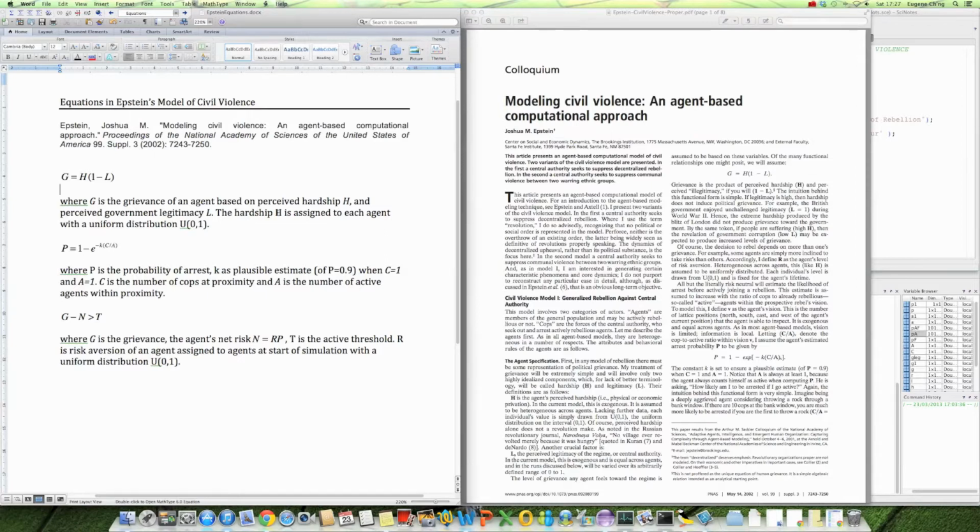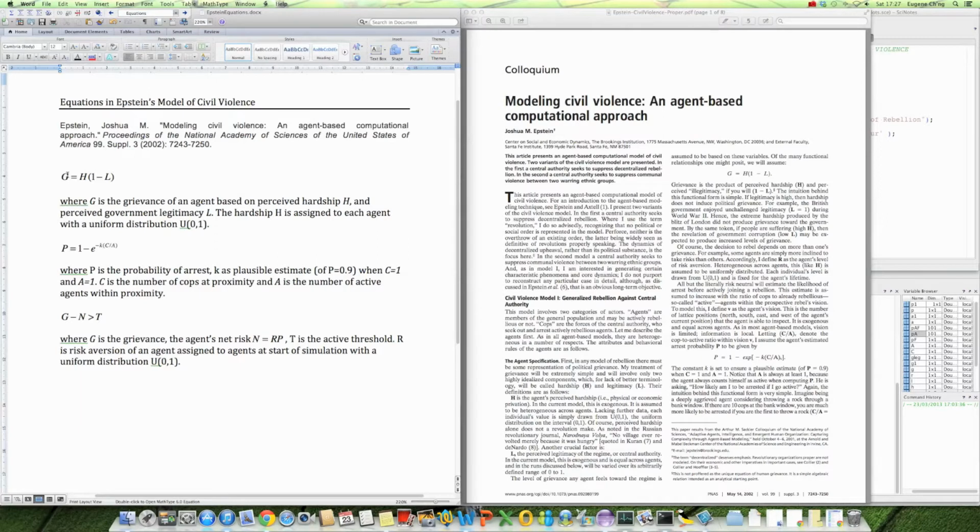How many agents depends on the cellular automata world, which I'll show you later. At the start of the simulation, all agents are assigned a value from 0 to 1 of their perceived hardship. Government legitimacy is a constant across all simulations. While it can change eventually, you could decrease or increase it over the simulation and see what happens. I assigned it 0.82, so the legitimacy of the government is quite high. You can assign it 0.2, which causes a lot of problems, which we will explore later.